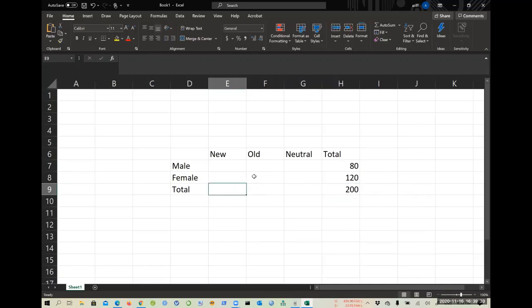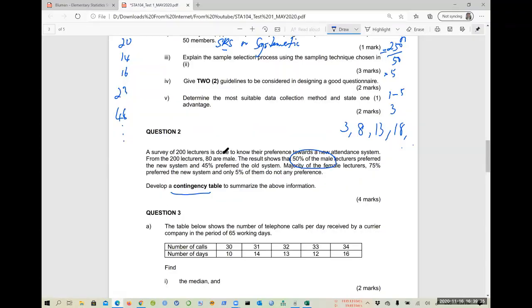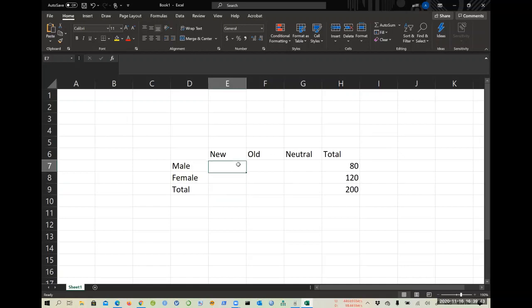So just now, for the males, 50% prefer the new system, 45% prefer the old system, and 5% have no preference, right? So new system is 50%, so 0.5 times 80, you get 40. 0.45 times 80, you get 36. So this one is going to be 36, and this is going to be 4.